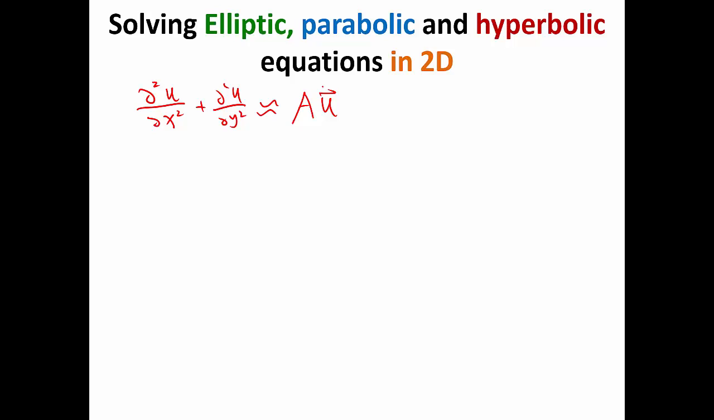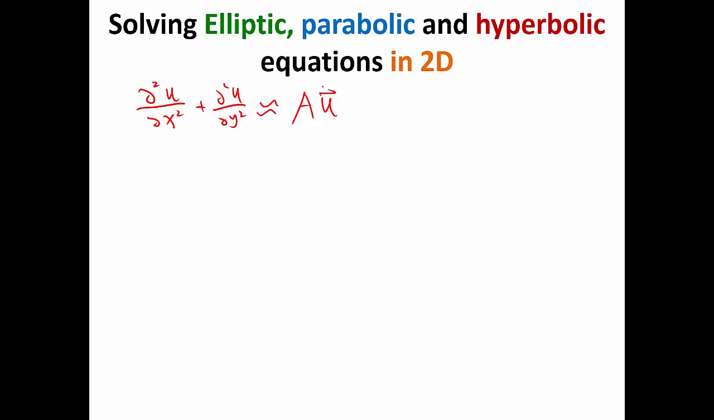Pentadiagonal, right? We have 5 slices. What else? Yes. It's a block matrix. Each block corresponds to one row of the finite difference discretization, right? Okay, good.